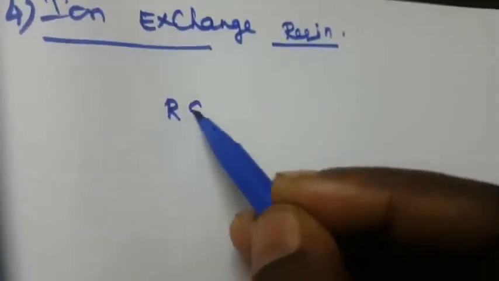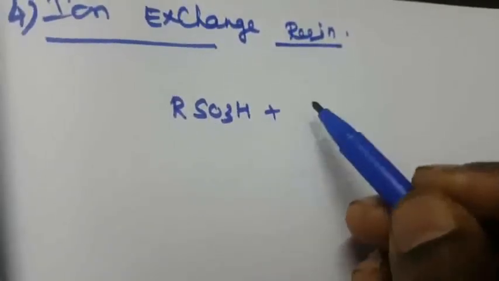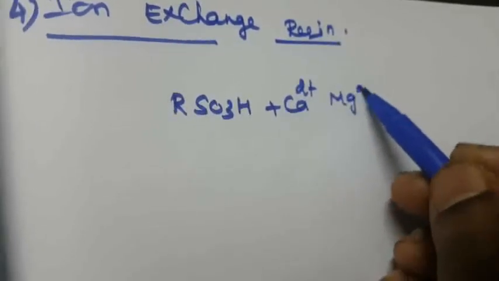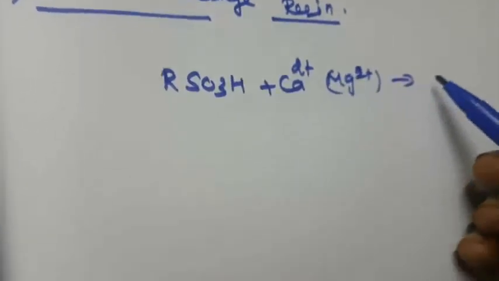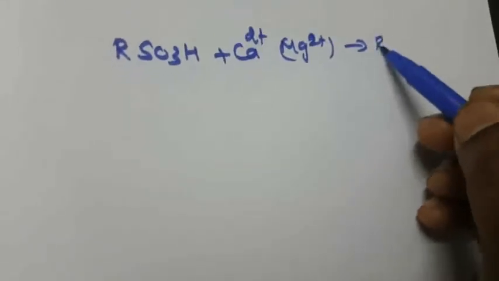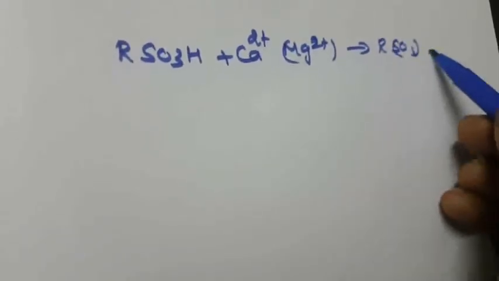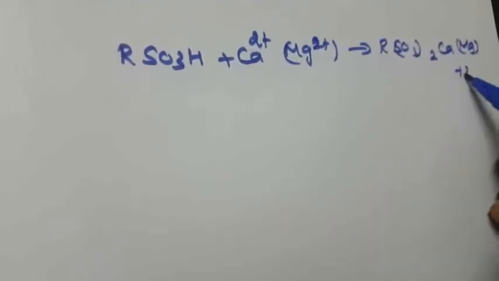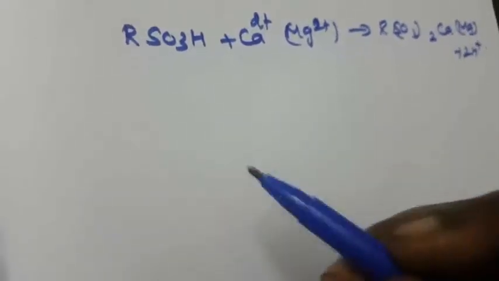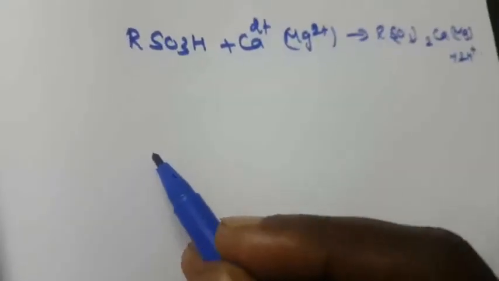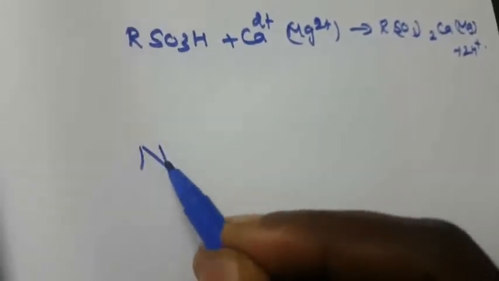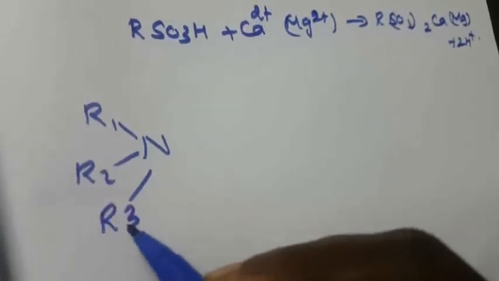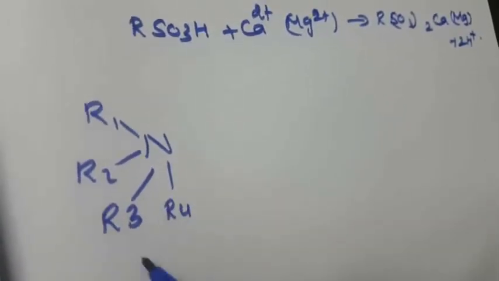Say for example RSO3H plus, with the minerals in water. What are the minerals? Calcium and magnesium ions. So this resin combines with the mineral, and again it will be regenerated. What is meant by resin? Once again I am writing here: nitrogen with R1, R2 and R3, that is three groups, and R4. This is called resin.